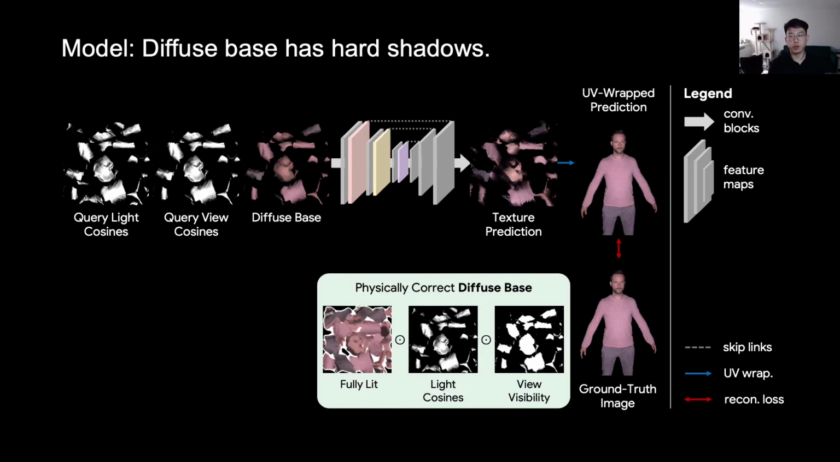To compute the diffuse space, we first add up all of the OLAT images to simulate turning all of the lights on the light stage, which gives us approximated albedo. We then modulate the full lit image with the light cosines and mask it with both view and light visibilities. The visibilities are computed using the geometry proxy, and the light visibility essentially adds hard shadows to our diffuse-based rendering.